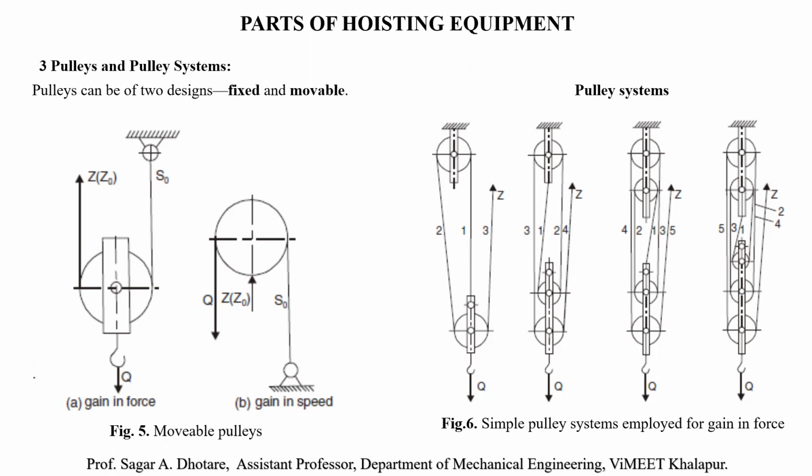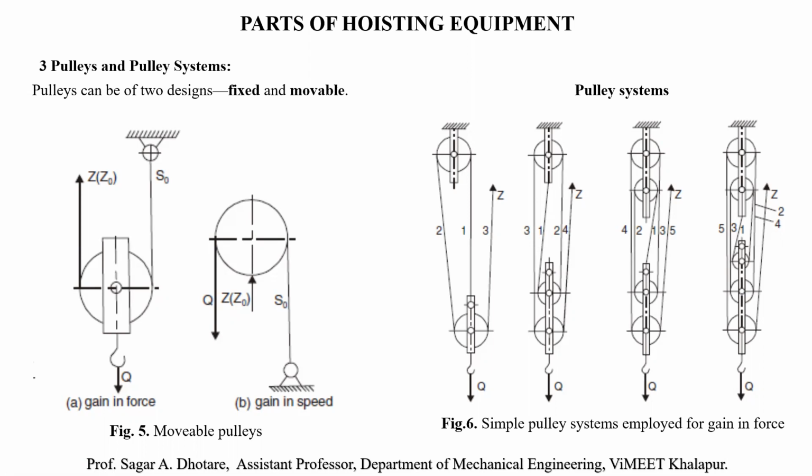When we are using a multiple or movable pulley, it has movable axles to which either a load or effort is applied. Accordingly, there are two applications of the movable pulley: first, for a gain in force, and second, for gaining in speed. The two applications of the movable pulley are shown in figure number 5.